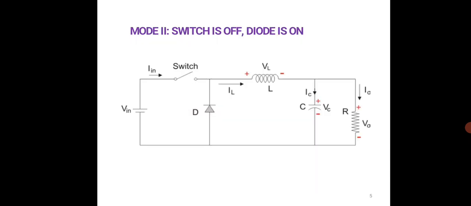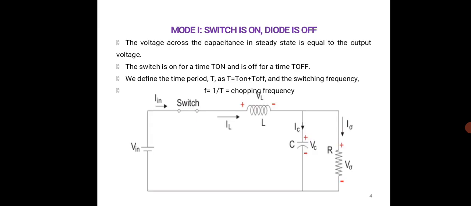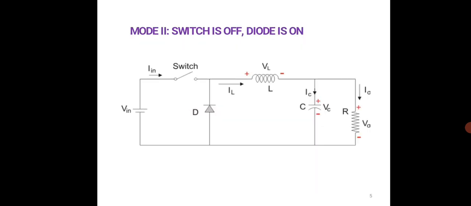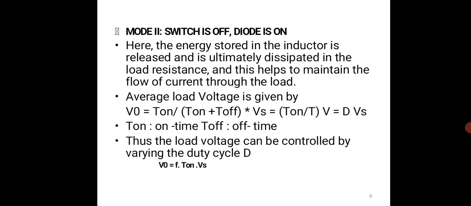The second is mode 2, where the switch is off but the diode is on. In the earlier case you can see the diode is not represented, as the switch is connected. In the second case the switch is open, so the diode gets connected. This is called mode 2. Here the energy stored in the inductor is released and ultimately dissipated in the load resistance, which helps to maintain the flow of current through the load.